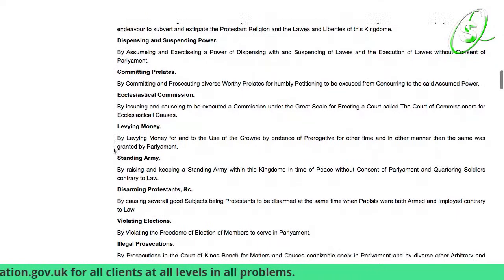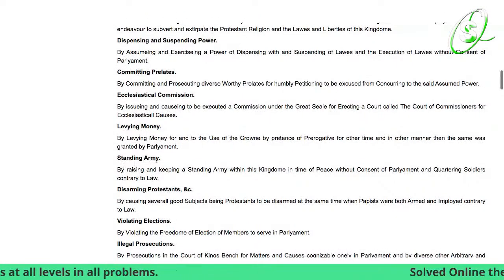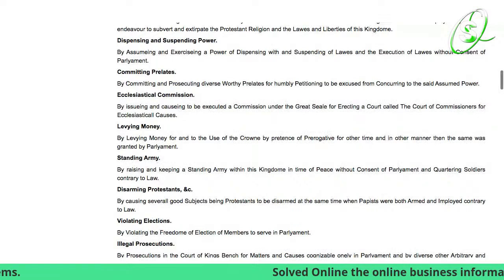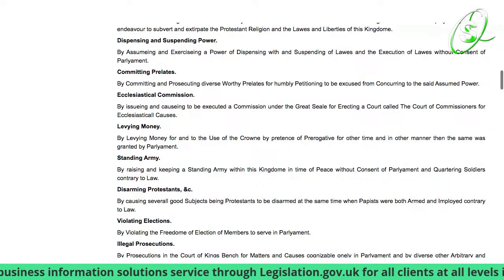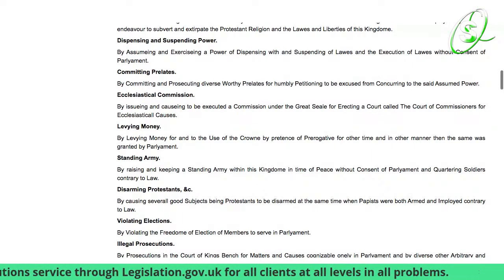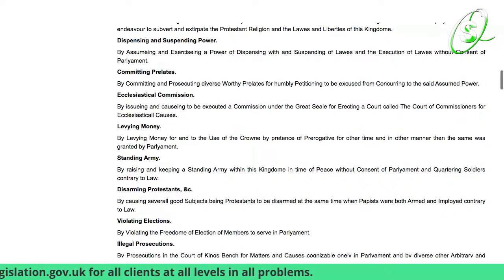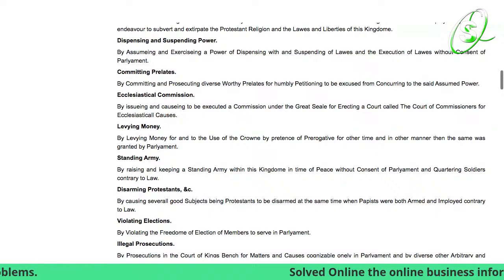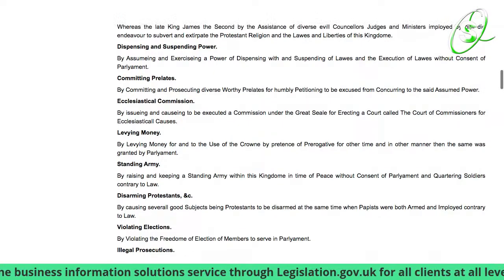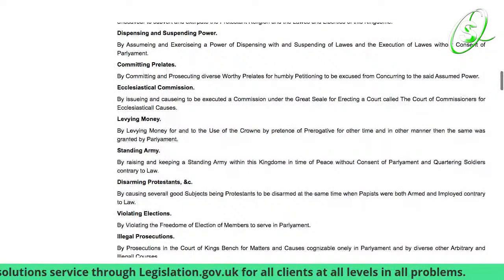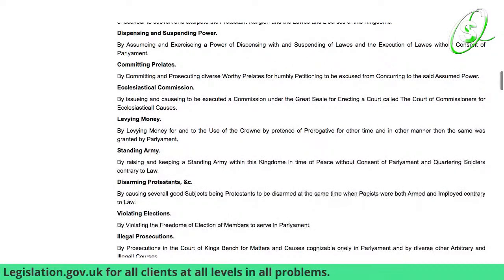It shows you levying money. Also, have a standing army. So exactly what's going on now. These are the things that they try to do. So it goes, by raising and keeping a standing army within the kingdom in the time of peace without consent of parliament, and quartering soldiers contrary to the law. So this is what's really happening. As you can see, everything that's laid out here is what's happening now illegally. So that's why the law is so important.